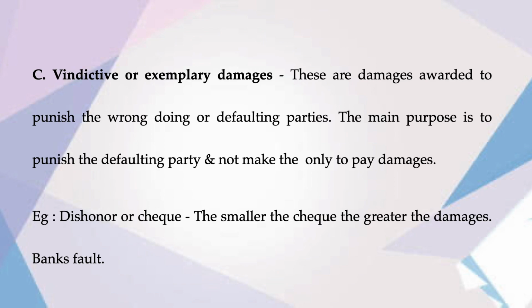Now there we looked at general damages for what? Just to compensate, not to punish. But here we see that vindictive or exemplary damages are to punish. The main aim or purpose is to punish the defaulting party and not only take the damages but also to punish them. For an example, dishonor of check. The smaller the check, the greater the damages. It is the bank's fault.